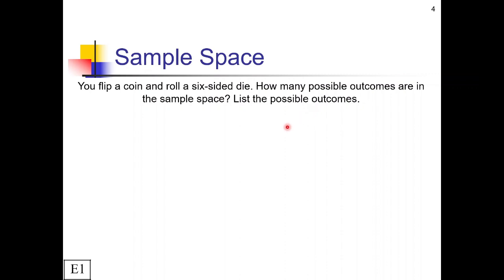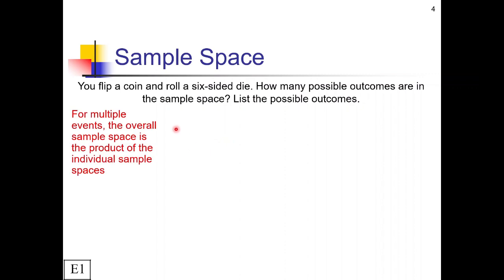So I think we could pretty quickly figure out the sample space for one of them. I mean, a coin, there's two things you could have happen, and I'll let you guess how many happen when you roll this die. But if you have two events happening at once and you're combining them, for multiple events, the overall sample space is going to be the product of the individual sample spaces. So let's see if you can implement that. Pause the video and see if you can answer the question.